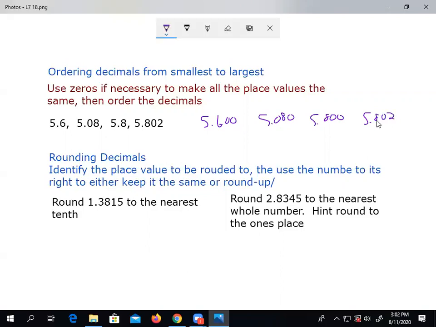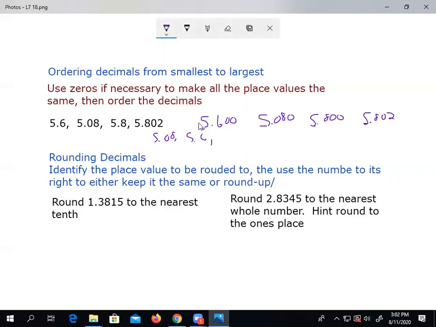If I want to arrange them from smallest to largest, notice that the ones place is all the same. Then if you look at the right side decimal, this is like a 600, you have an 80, an 800, and an 802. The 80 looks like the smallest, so 5.08 would go first. And then between a 600, an 800, and an 802, the 600 would go next, so the 5.6 would go next.